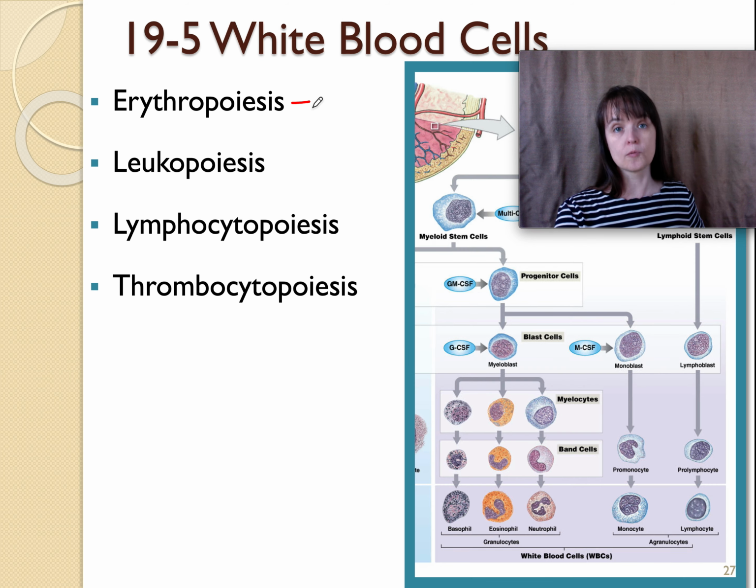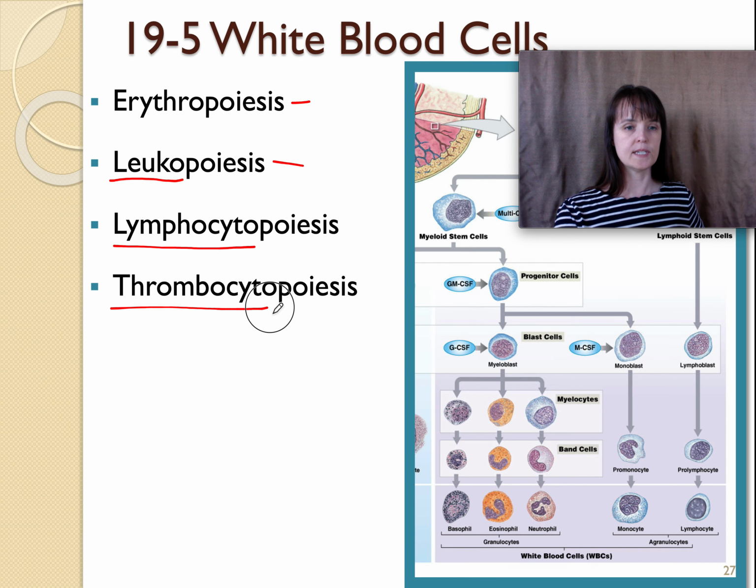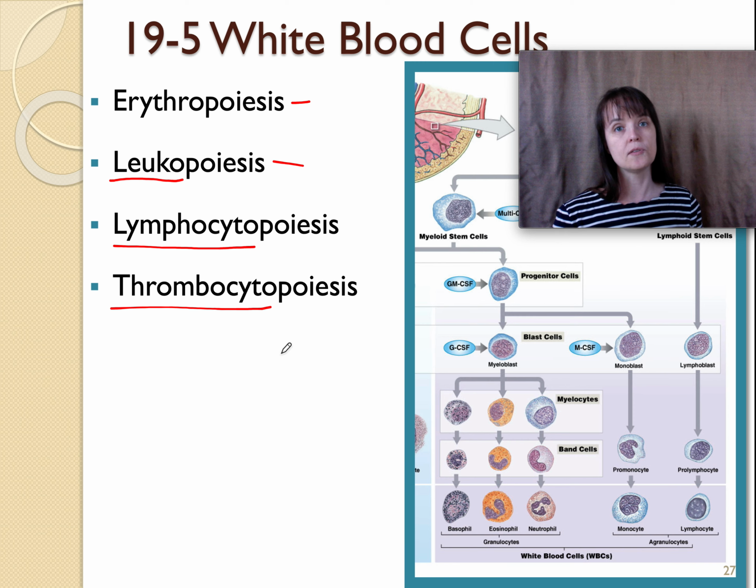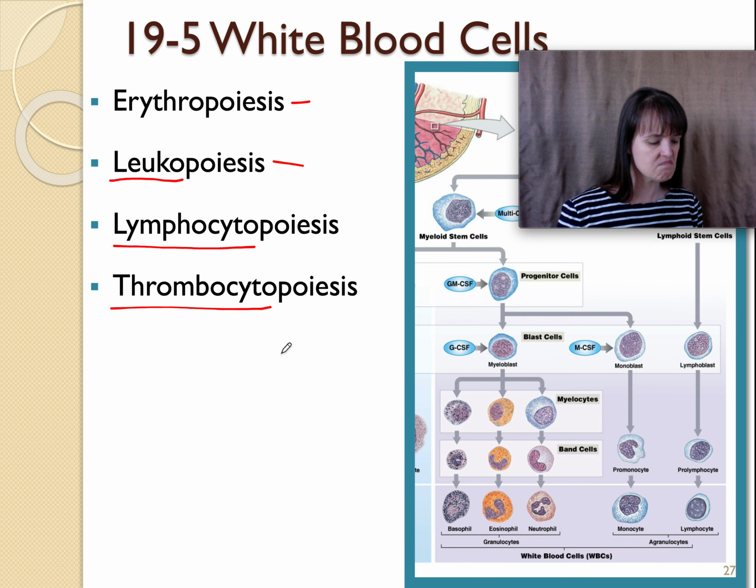Erythropoiesis is when you make red blood cells. Leukopoiesis, because leukocytes are white blood cells, is when you make white blood cells. Lymphocytopoiesis is when you make lymphocytes. And thrombocytopoiesis is when you make platelets. Platelets in humans are not cells, but in other animals they are cells, and those cells are called thrombocytes. So thrombocytopoiesis is making platelets, with the term thrombocyte as if they were cells, even though we don't make platelets as cells, we make them as cell fragments. But the term still is part of the process.